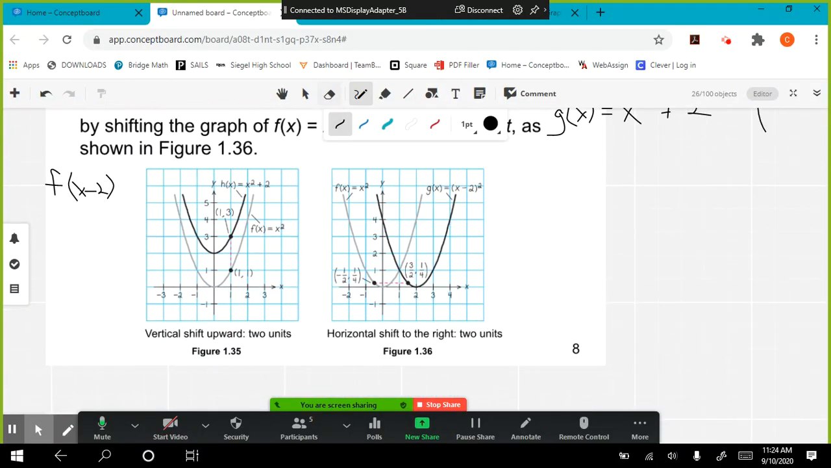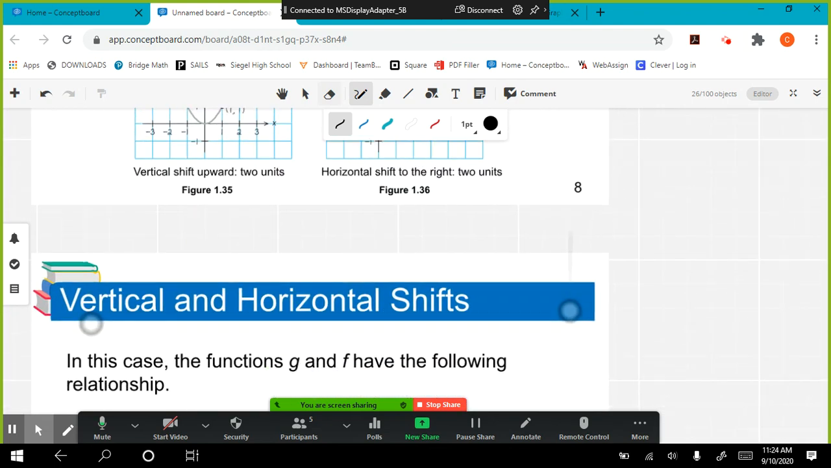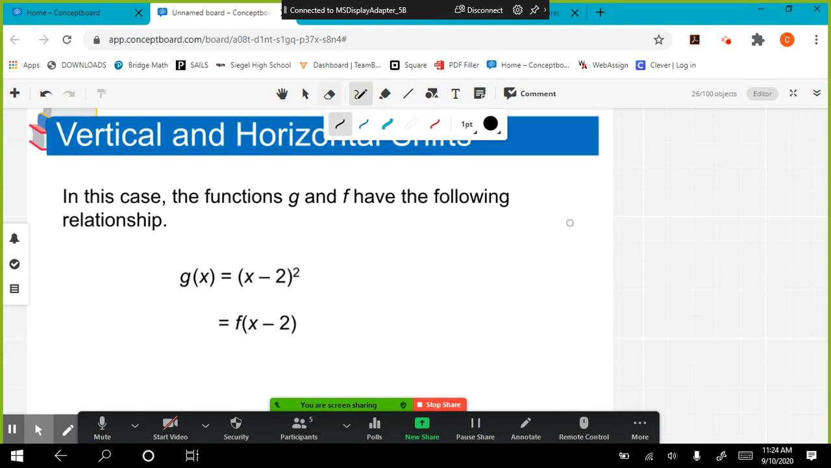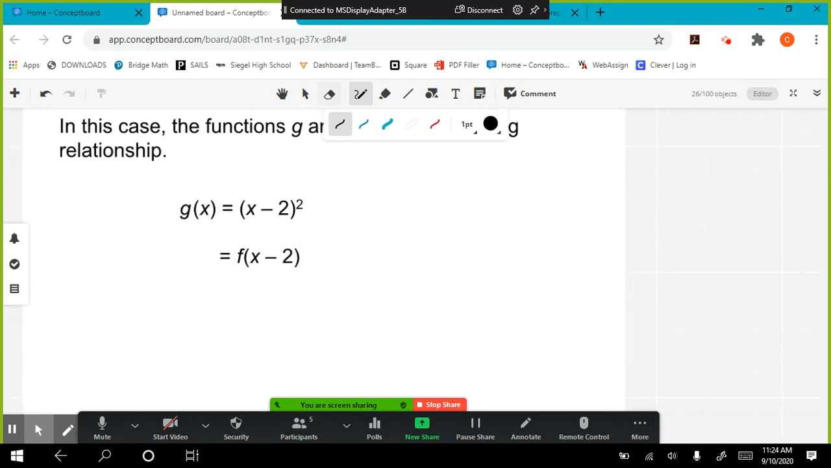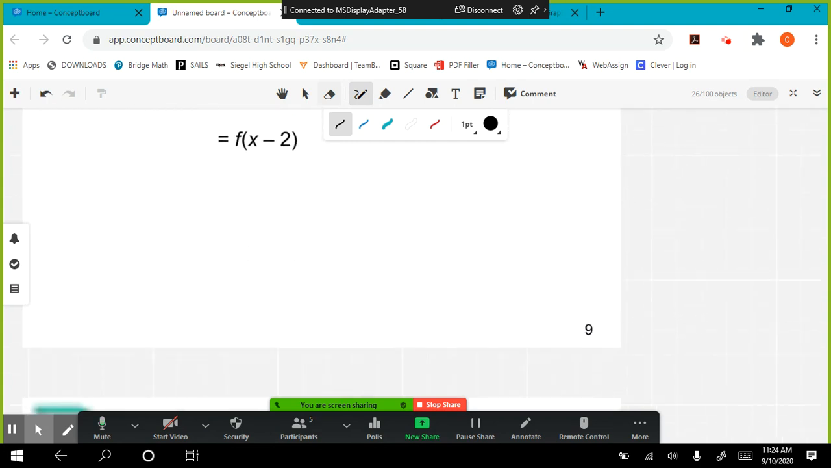And that's what it's showing right there. Okay? So sort of same thing. All right, so that's what I was saying a minute ago. Basically, when you're subtracting or adding to only the x value, that's when it's going to cause it to shift left or right.